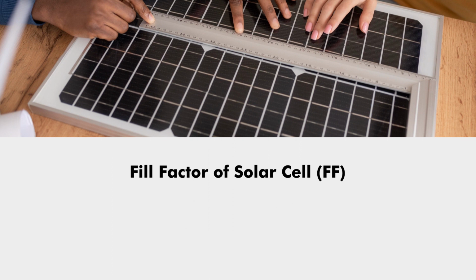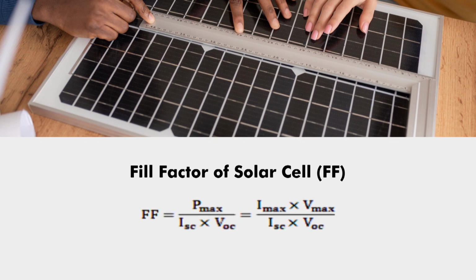Now another parameter that you must know is called the fill factor of the solar cell. Fill factor is defined as the ratio of P max, that is maximum power, to the product of short circuit current and open circuit voltage of the solar cell. That is called fill factor.